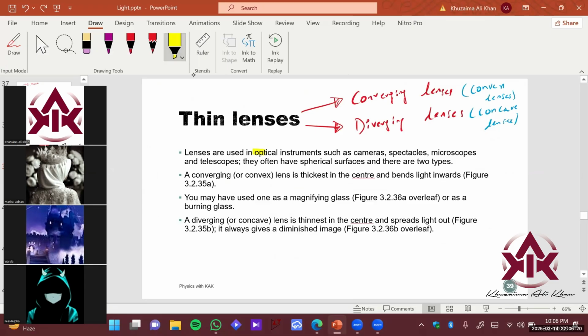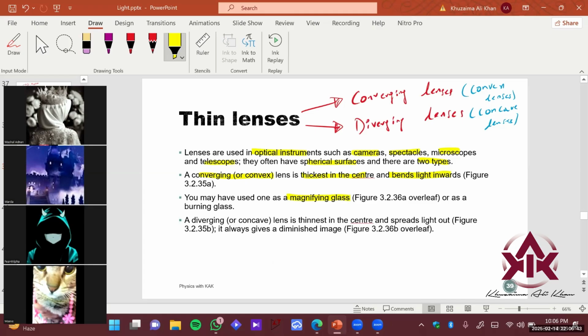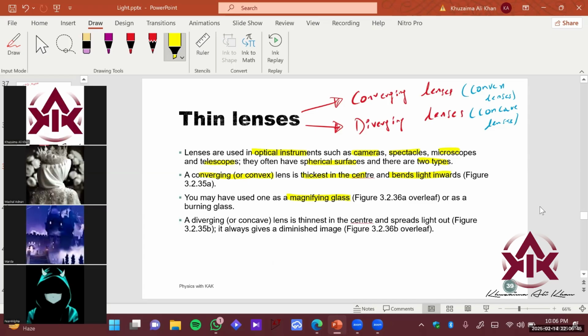So lenses are used in optical instruments such as cameras, spectacles, microscopes, telescopes. They have spherical surfaces and we have two types. Okay, they have a converging lens which is called a convex lens. It is thickest at the center and it basically bends light inwards, which we have learned just now. It can be used as a magnifying glass. You should know the application also. Okay, there might be a quiz. They might ask where it is used, or an MCQ. They might have some options. They might ask you to identify the converging lens.